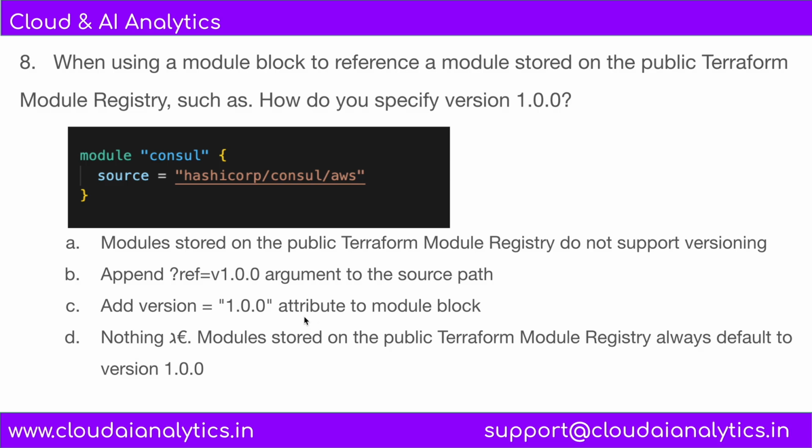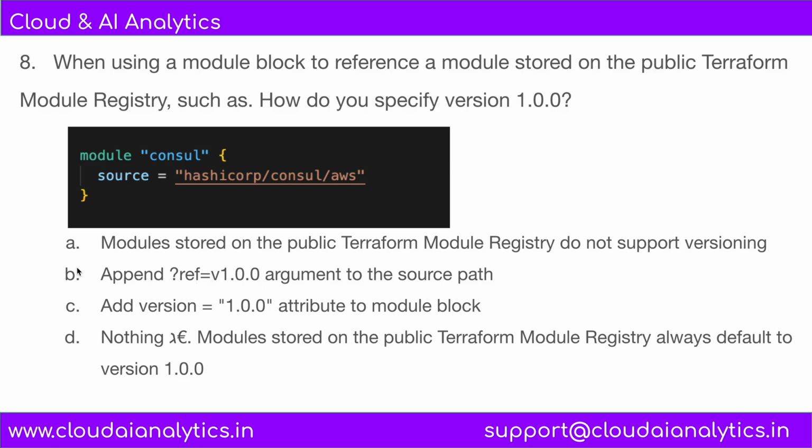So now we will discuss the answer to this question. The right answer is option C, which is add a version equal to 1.0.0 attribute to the module block. The reason behind this is that when you are using a Terraform module from the public Terraform registry, you specify the version of the module using the version argument inside the module block.